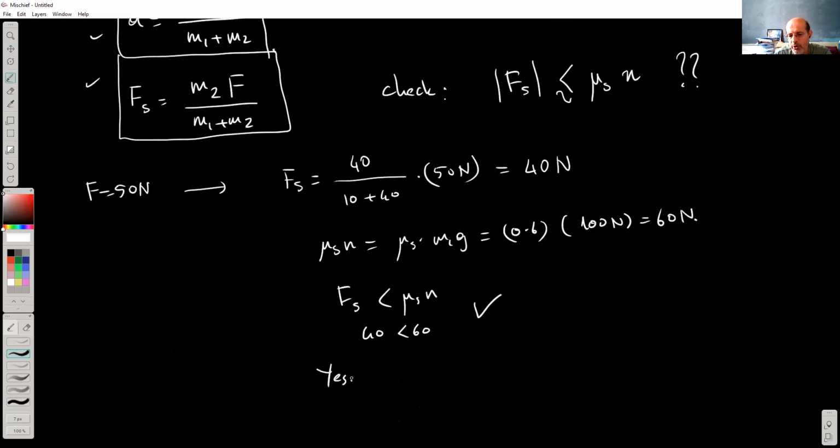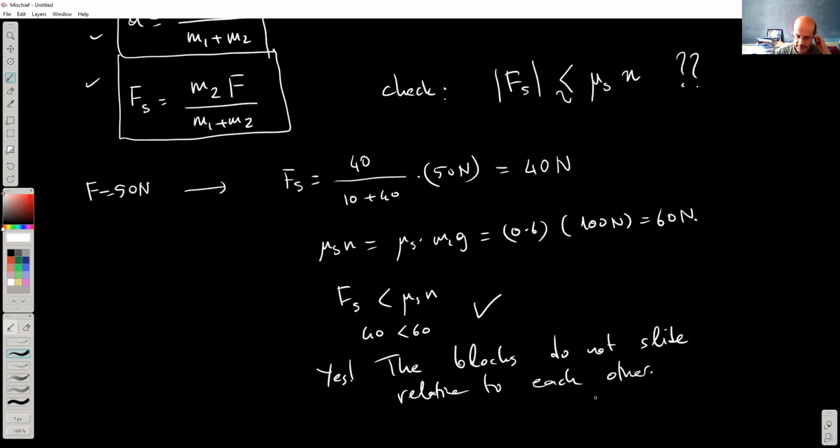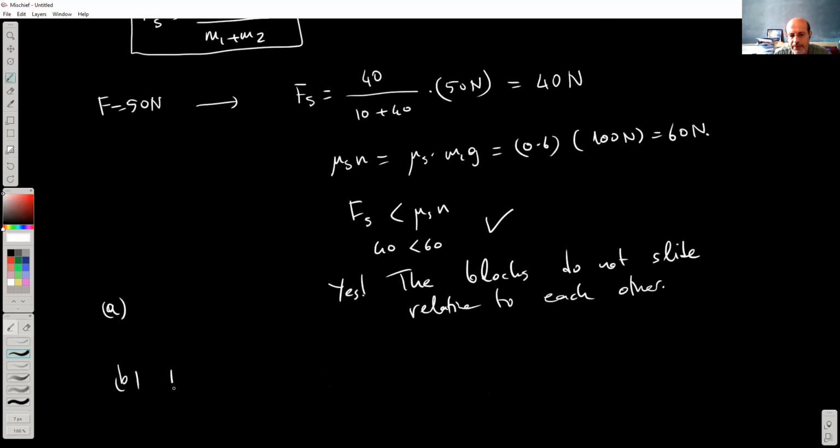So as a result, the conclusion is yes, the blocks do not slide relative to each other. Okay. So that's part A. Part B, when F is equal to 100 newtons. Is there any question in this part A? I mean, we assume static conditions. We see that the static conditions are satisfied, so therefore that's okay. So that's the solution then.